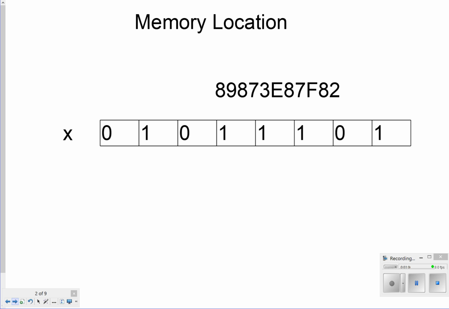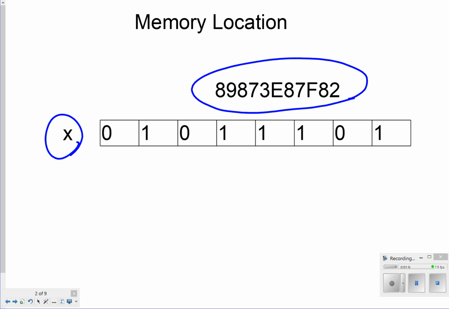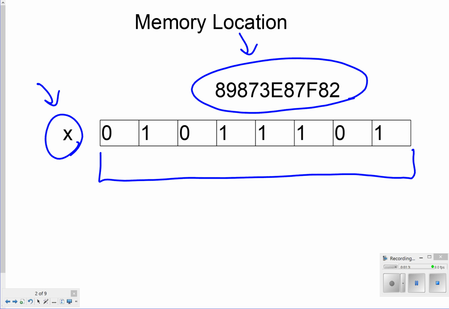So, memory location. The idea is, you've got some variable x. It's got some memory location here. I just made up some random numbers. It's usually in hexadecimal, which is base 16. That's why you see letters in there. And then the memory holds a series of binary numbers, which are just ones and zeros. The ones and zeros tell you the information, the value that the variable stores. So this is the memory location, this is the name of the variable, and this is the value that the variable stores.